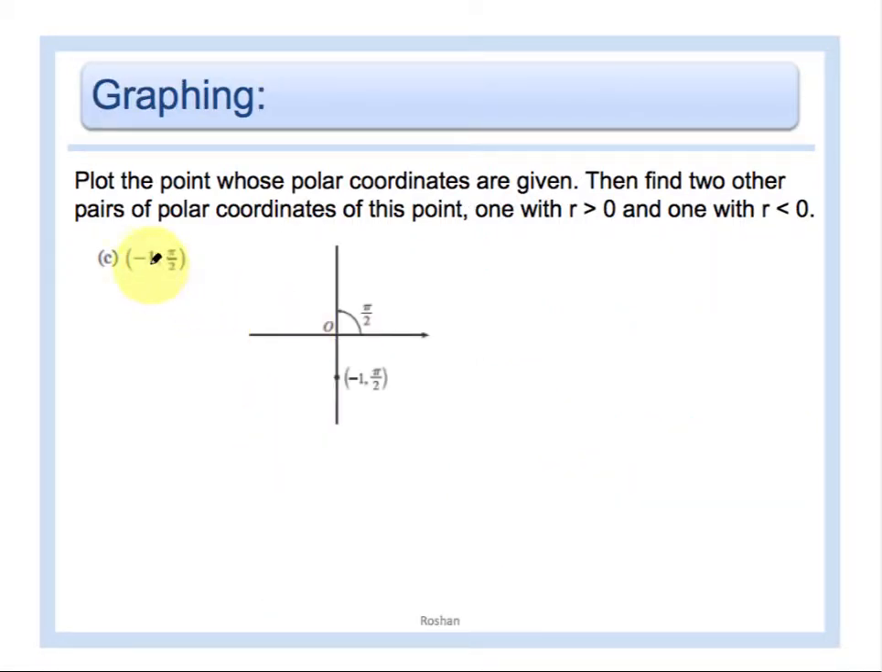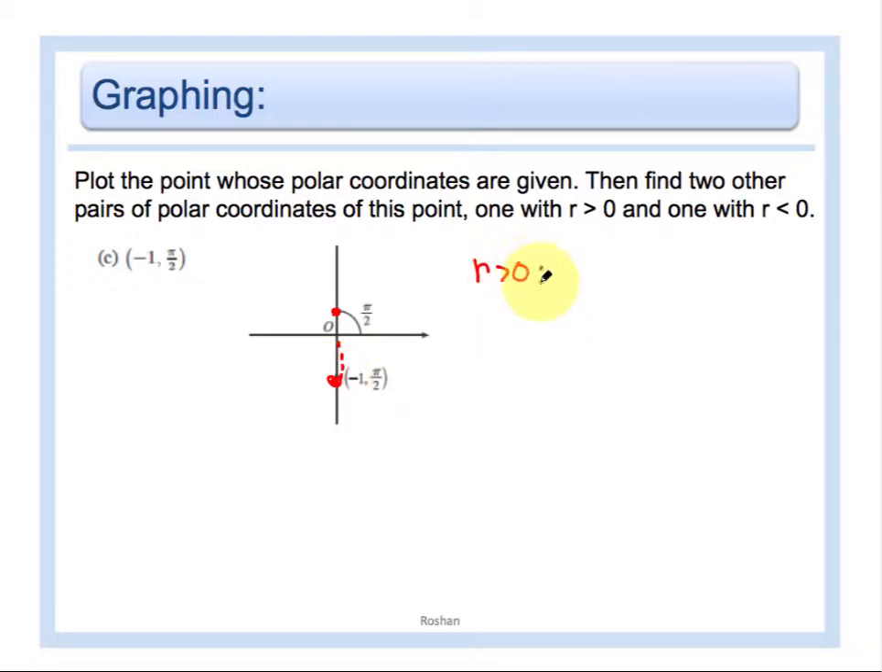Now we're looking at (negative 1, pi over 2). So that means let's start at pi over 2, right? 1, pi over 2, and then since it's negative 1, that reflects it down here. So that's how I plot the point (negative 1, pi over 2). Again, I start with a radius of 1 at pi over 2, and then I reflect it down.